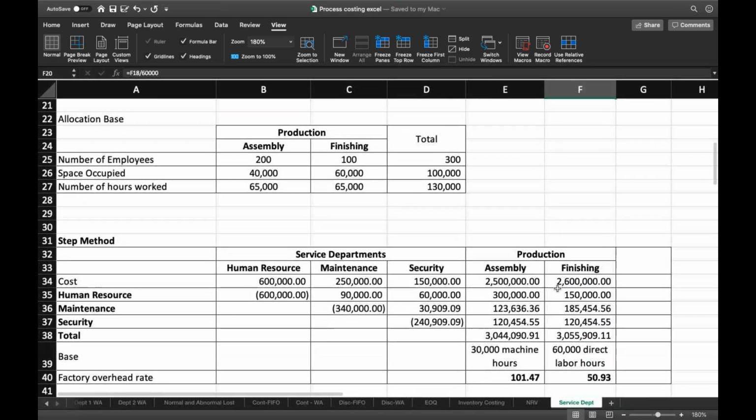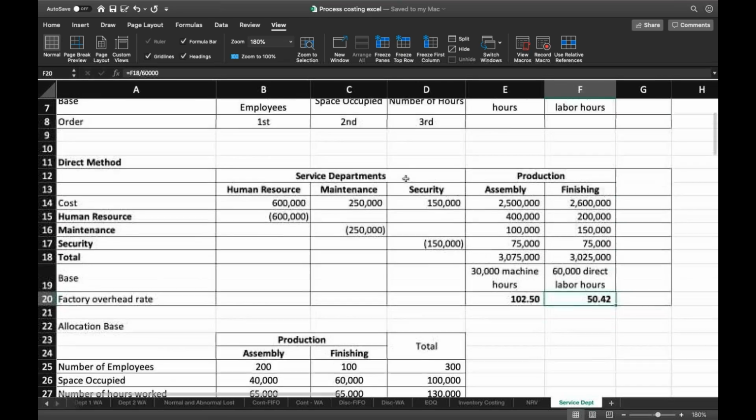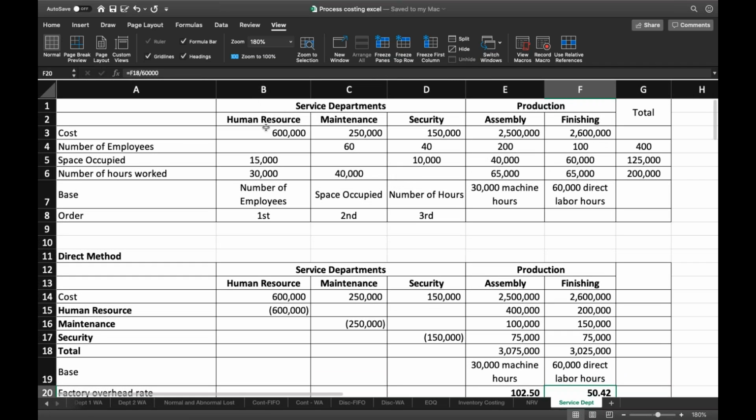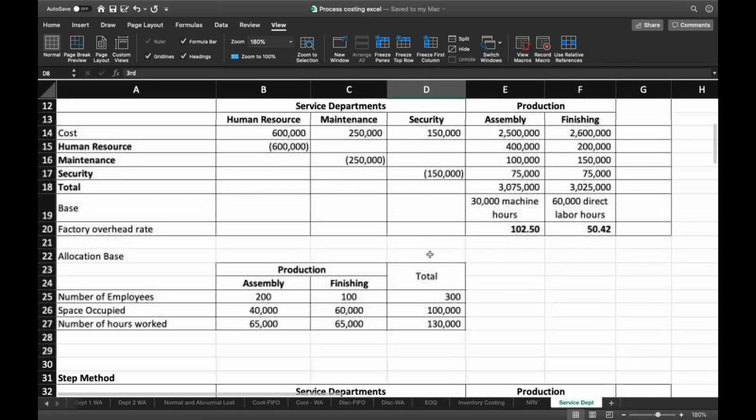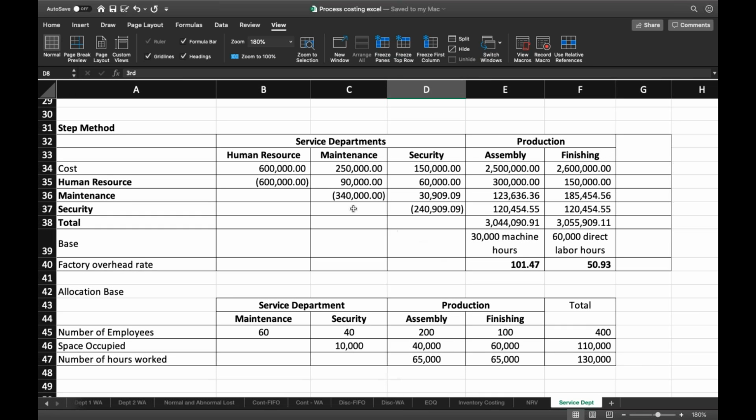Right. Now, for the step method, since we already mentioned that we will be using the order of priority in the example, wherein human resource will be allocated first, and then maintenance, and then security. But the process would be like this. We first allocate the 600,000 from the human resource using the allocation base of number of employees.